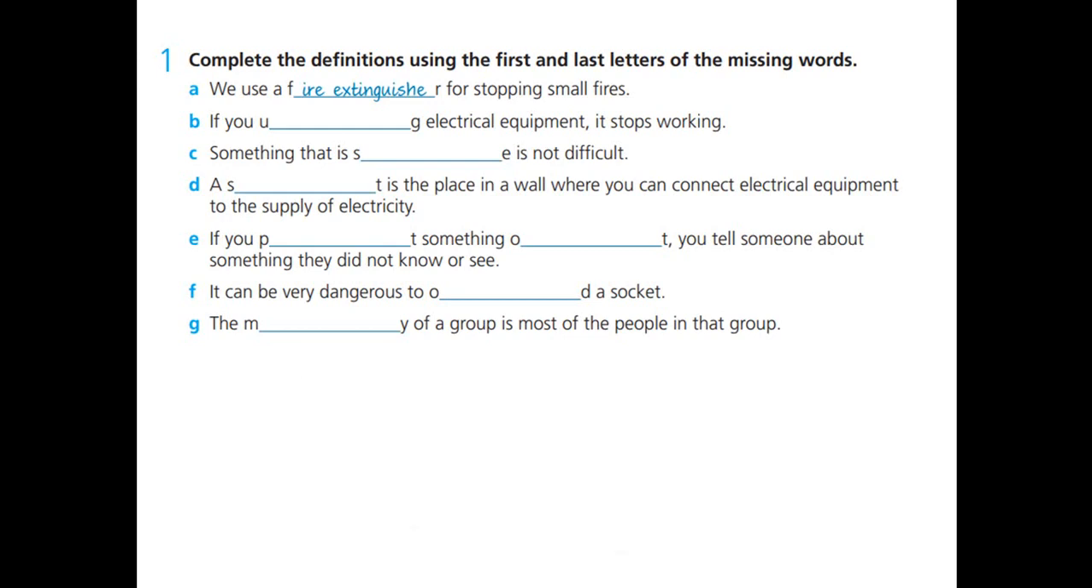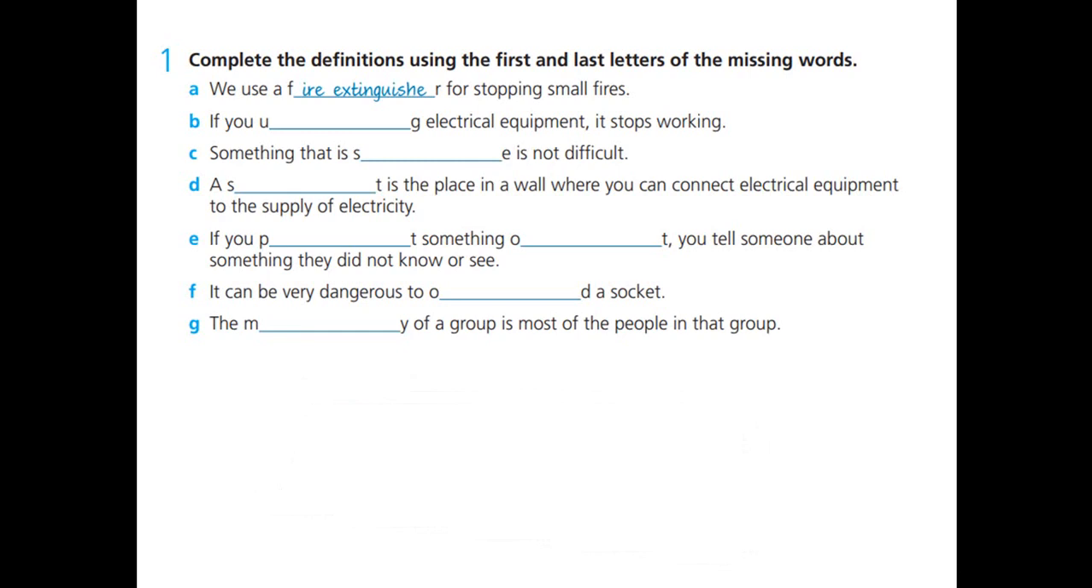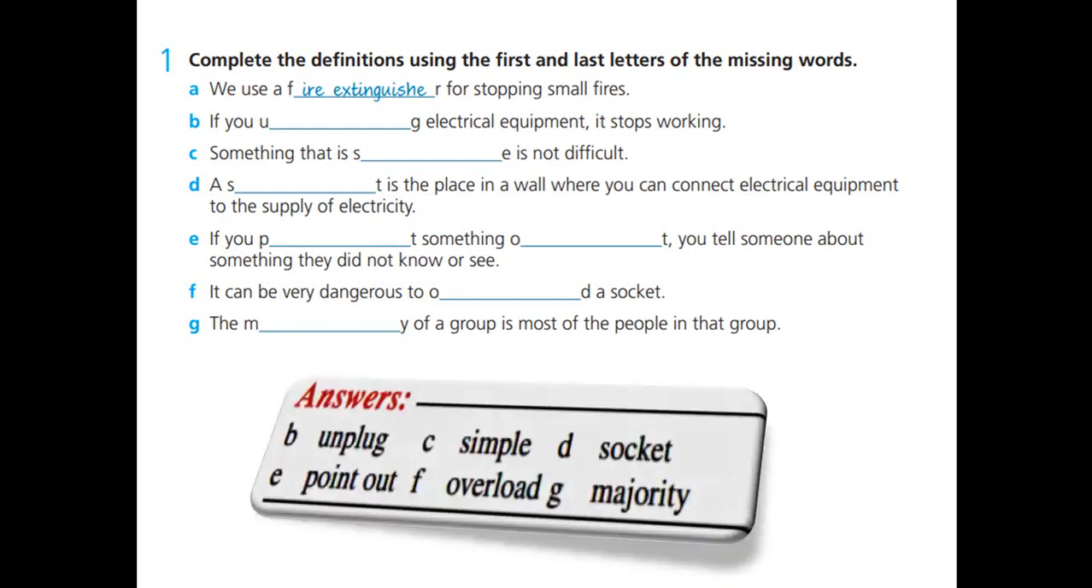Alright, so number C. Sometimes that is not difficult. That is simple. Number D. A space is the place in a wall where you can connect electrical equipment. Of course, this is a socket. Okay, number E. If you space something space, you tell someone about something they did not know or see. Of course, this means if you clarify it for them or tell them about it. This means if you point something out to someone. So it is point out.